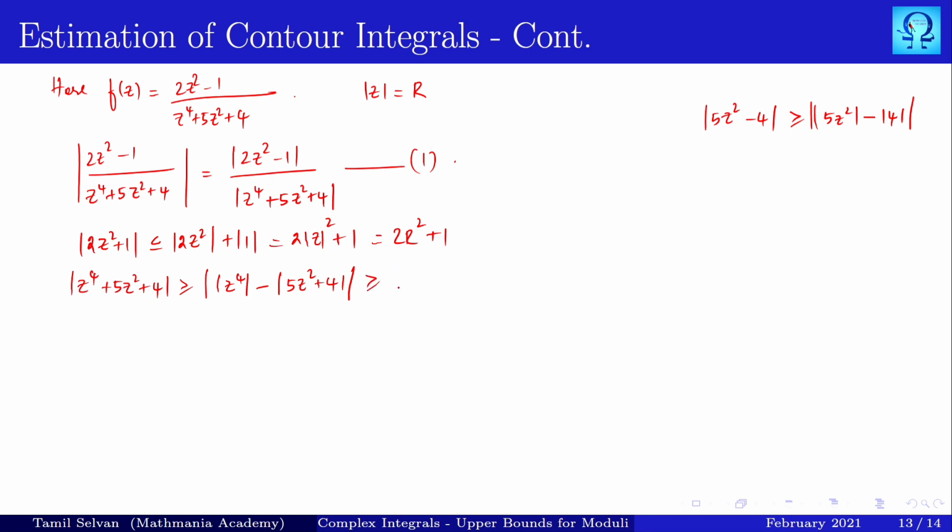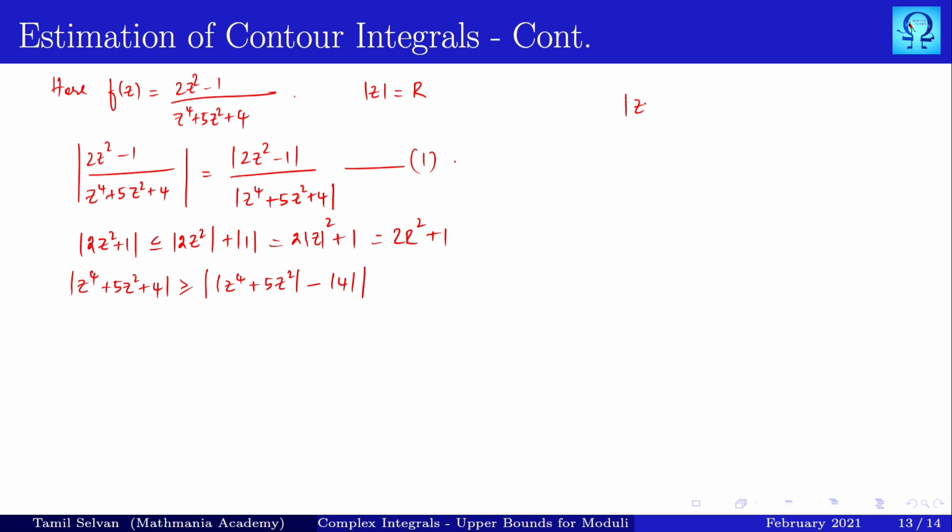So this becomes bigger than or equals absolute of z to the power 4. Actually, we have this minus sign here. So what shall we do? Okay, we'll do the other way. Since we have the minus sign, it may be a little confusing, especially to me. So let us consider this way: z to the power 4 plus 5z squared minus 4.